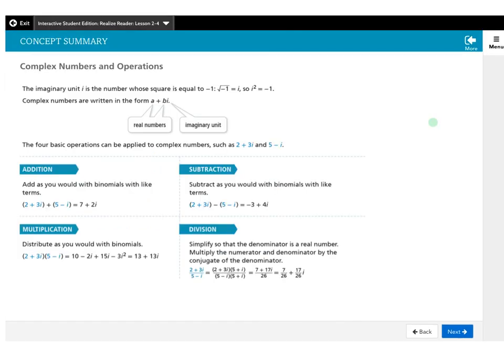So finally, here's a summary of complex numbers. The important key information is i is the root of negative 1, and therefore i squared equals negative 1. And for complex numbers, we have a real number plus an imaginary number, so a plus bi. The operations are very algebraic. Just treat the i as a variable, follows all the PEMDAS rules.